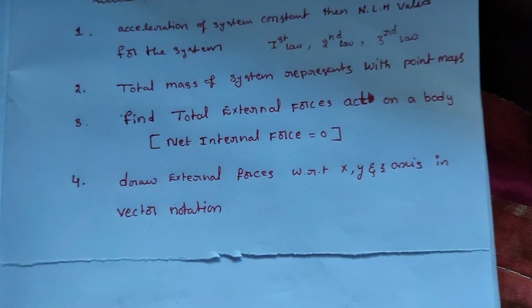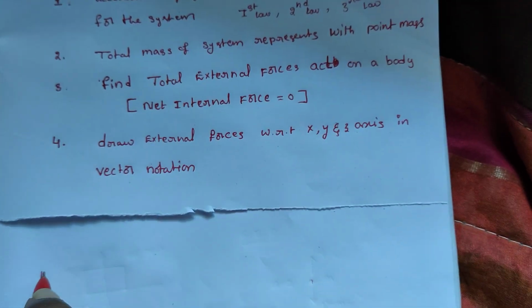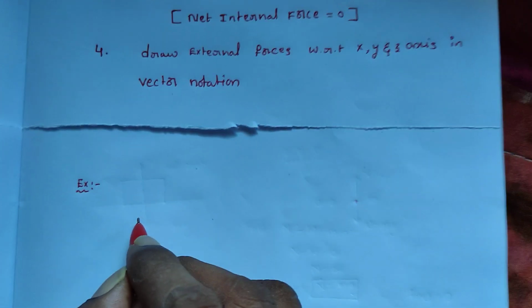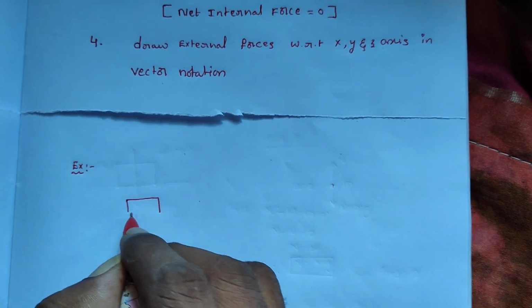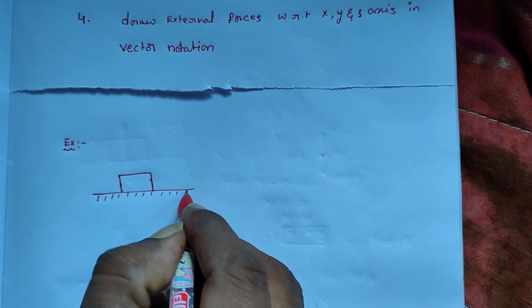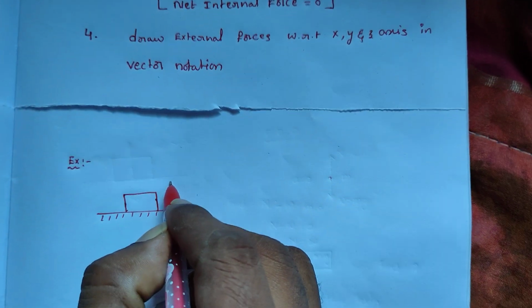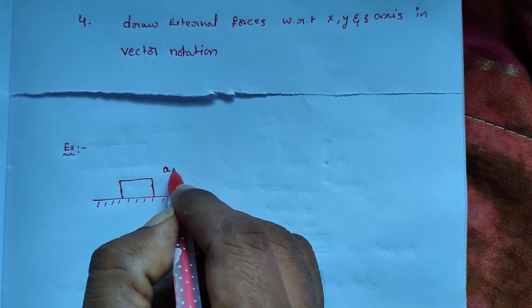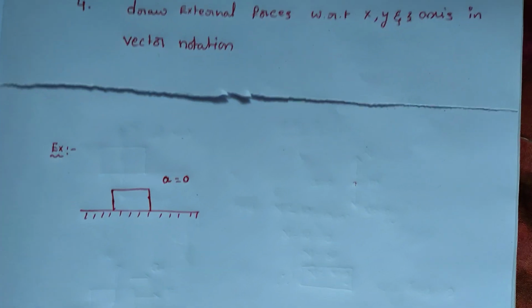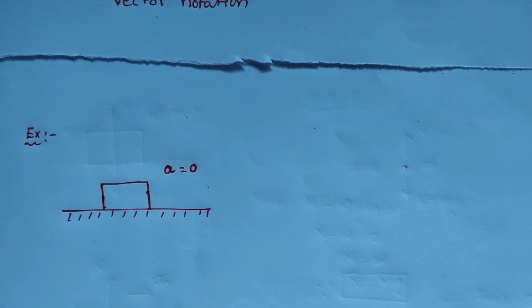Are you understanding? First we will discuss one small example problem. If a body is at rest on a horizontal surface, now we have to find the acceleration. The body is at rest on a horizontal surface, so the acceleration of the system is equal to 0. Acceleration equal to 0 means the net force is equal to 0.